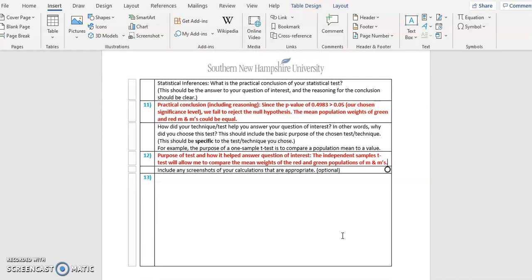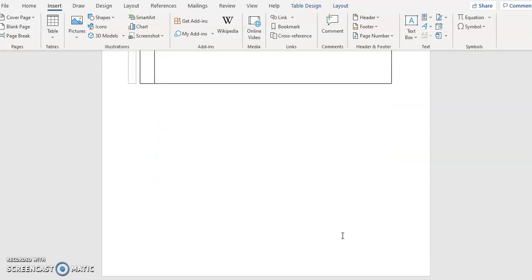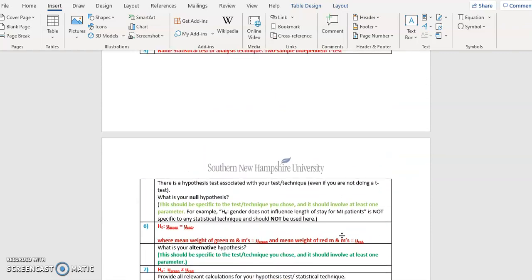If you have any other screenshots that are relevant, I don't have anything else I need, and it's preferred that if you don't need anything else, don't put anything in question 13. This is just for the rare occasion that someone has something important to include. Okay. And that is the end of your template.